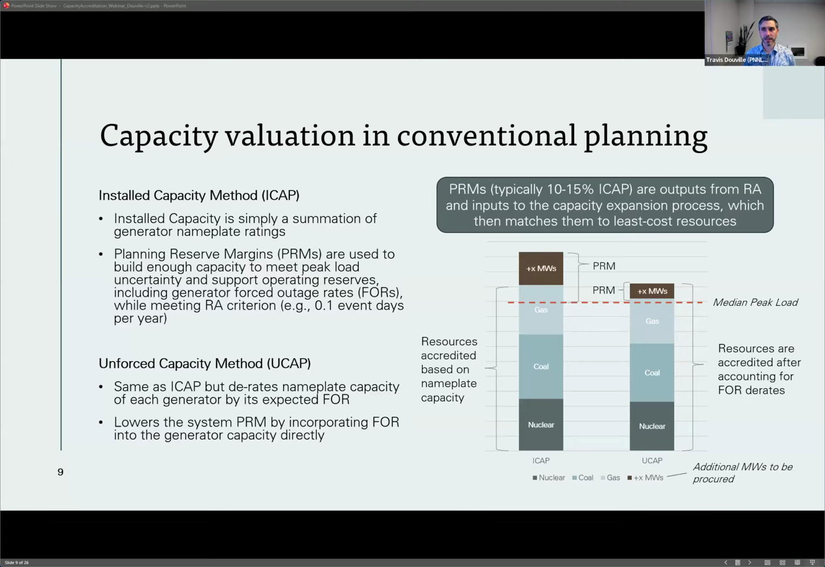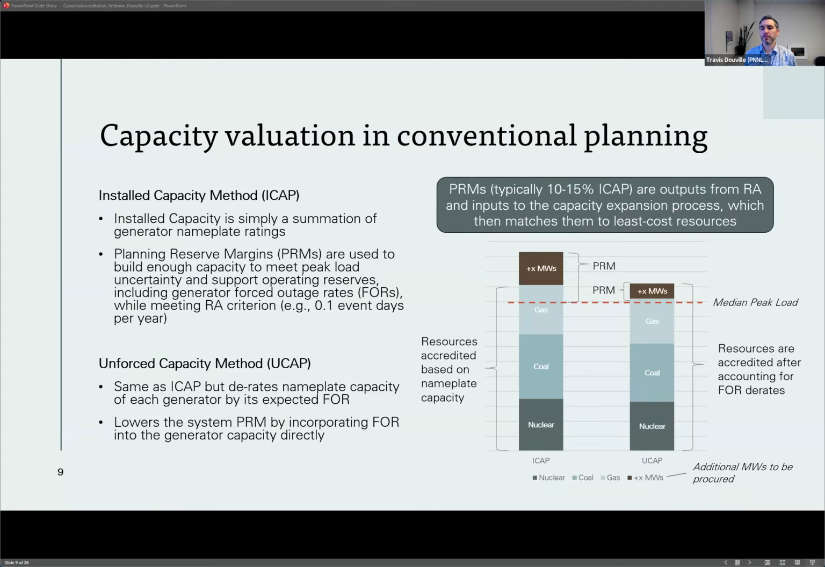UCAP is similar to ICAP, except that it incorporates the effects of forced outage rate by generator type in the initial accreditation directly. One can see that this tries to account for the fact that some generators are more prone to forced outages than others, and reliability at lower cost was found by targeting more reliable units.